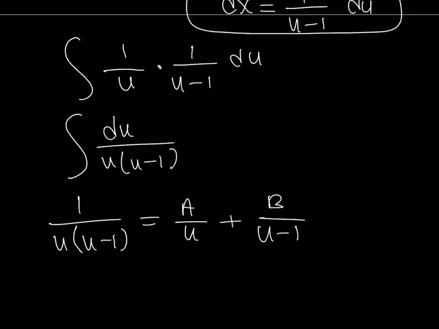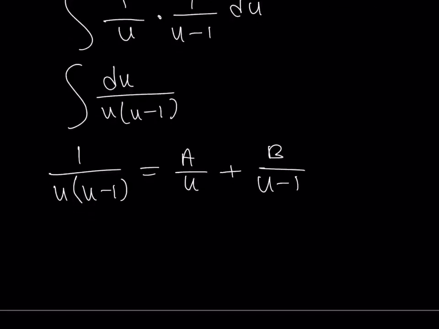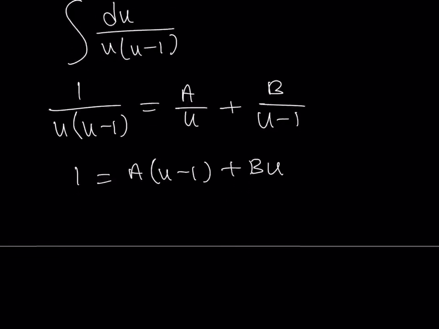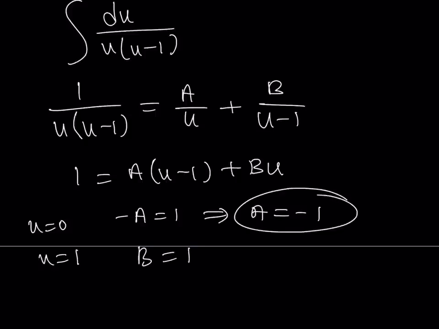Then from here, our goal is to find the values of a and b. When you make a common denominator, you get the following: a times u minus 1 plus b times u. You should probably know this shortcut: I can replace u with certain values, even though it's undefined when it's a fraction. In this case, it's okay to do that. So I can replace u with 0 on both sides, and this term is going to cancel out, and I get negative a equals 1, which means a equals negative 1. If I replace u with 1, then I get b equals 1. So I got the values of a and b.